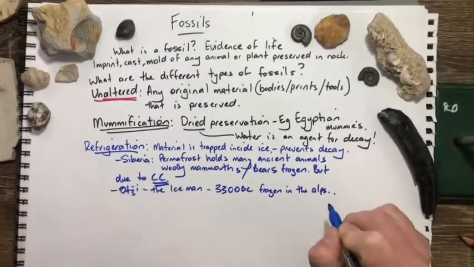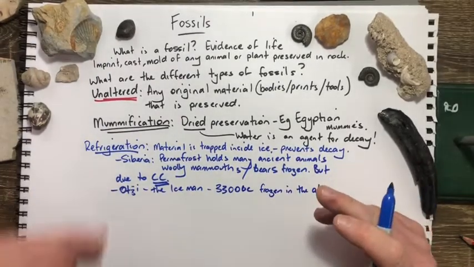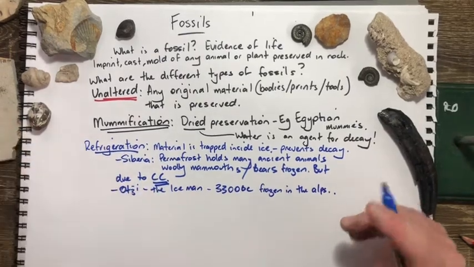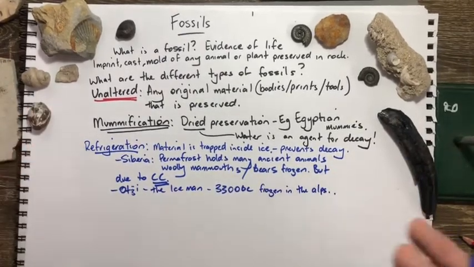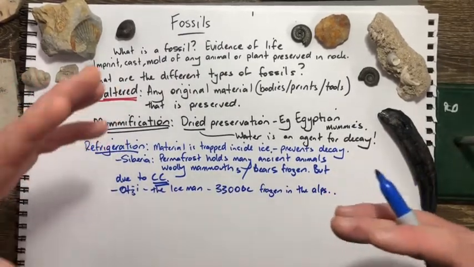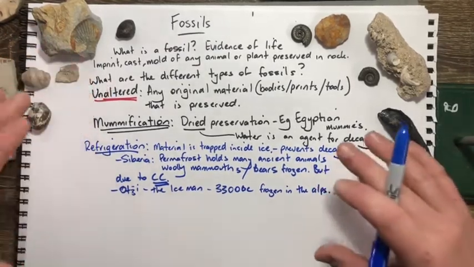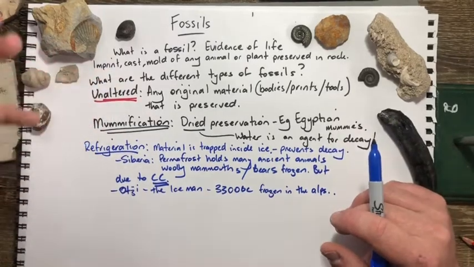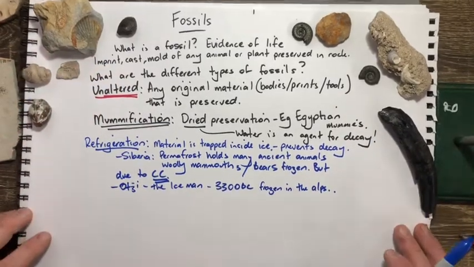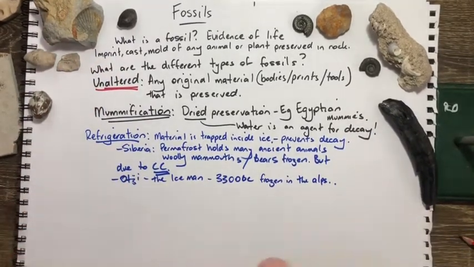It's actually quite a cool story because he was murdered and there were arrows in his back. He was covered in tattoos, and all of this was evident because he was literally preserved. So refrigeration is another way of getting those unaltered materials, the original materials. Okay, let's keep going and let's look at other ways to preserve bodies, and let's go to green because this will suit this one well.